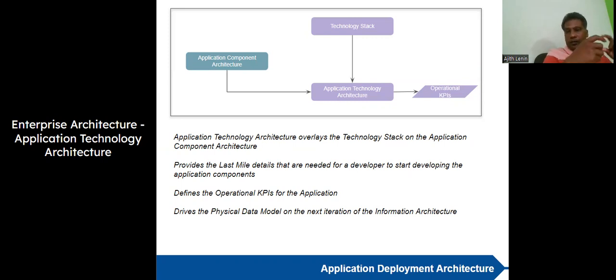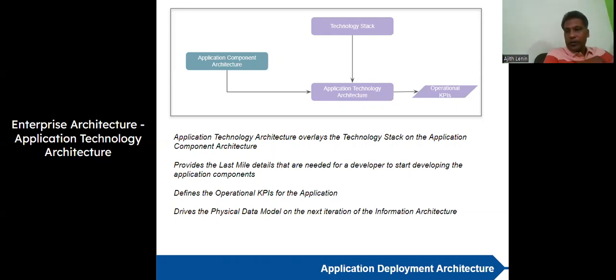And one additional aspect I want to point out, which we talked about in the application architecture: once we have the application technology architecture done, in the next iteration of the application architecture we can actually use that to move from a logical data model to the physical data model. So it's a pretty straightforward exercise. I would believe it's just an overlaying exercise of taking the application component architecture, taking the technology stack we have chosen for the application, and putting together an application technology architecture.